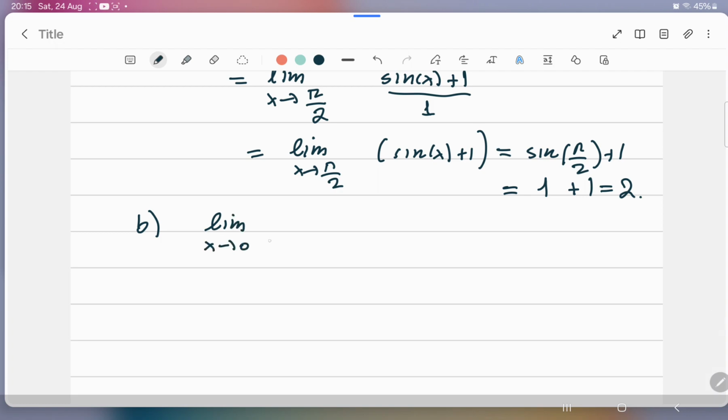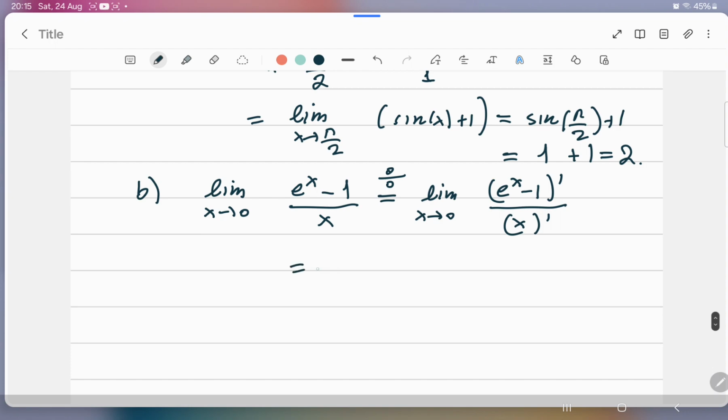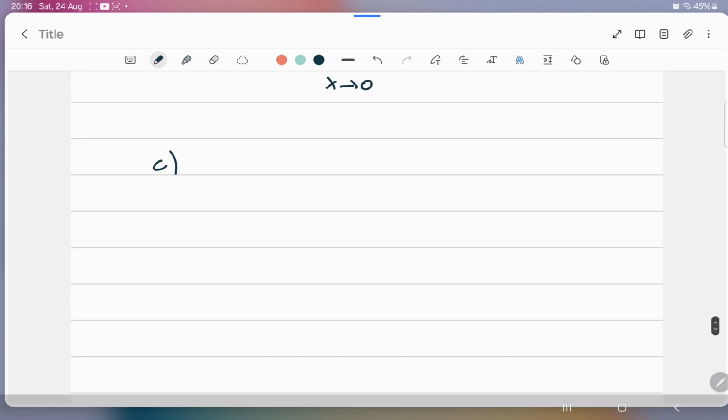The limit as x goes to 0 of e to the power of x minus 1 over x. I also have an indeterminate form, 0 divided by 0. So I take the derivative in the numerator over the derivative of the function of the denominator. The derivative of the exponential function is e to the power of x. The derivative of the identity function is 1. So it's e to the power of 0 equals 1. I go to the last limit.